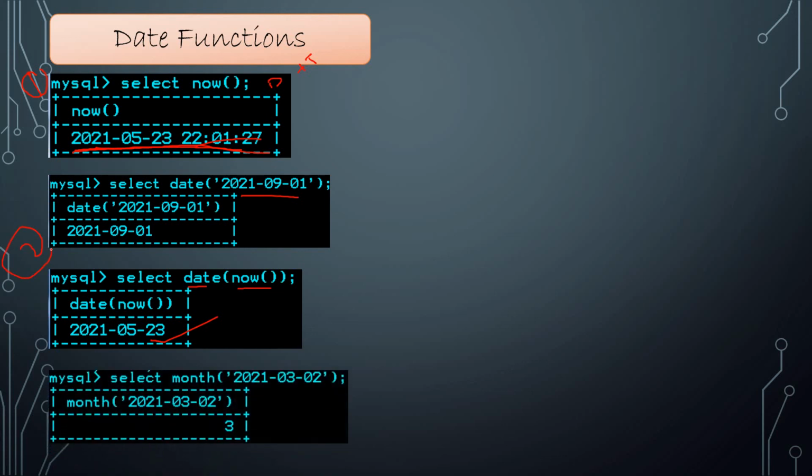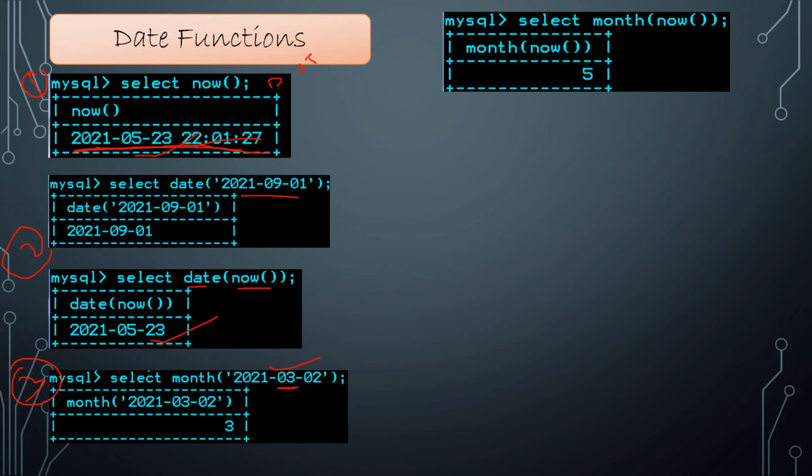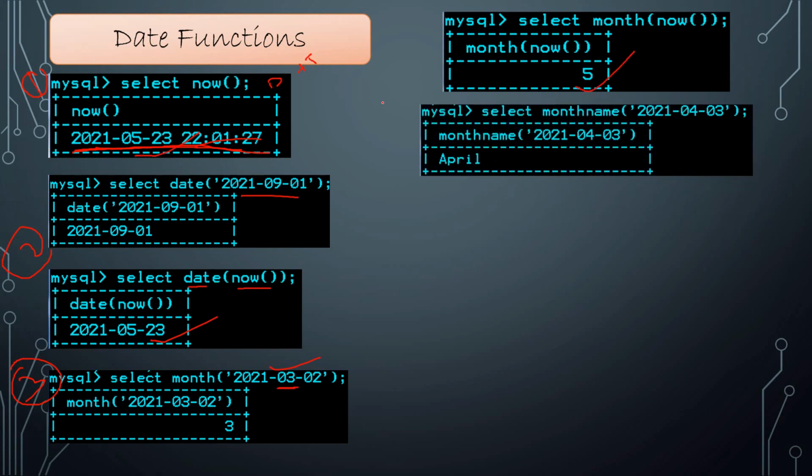After that, if I want to fetch the month, then either you can give a date over here or you can directly give the function name over here, that is now. So you can see we have the 5th month. We will get the number of the month, or you can say the month number. After that, next one is month name. If we want to fetch the name of the month, here I am giving another date, and here the month is April, so we are getting the answer as April.